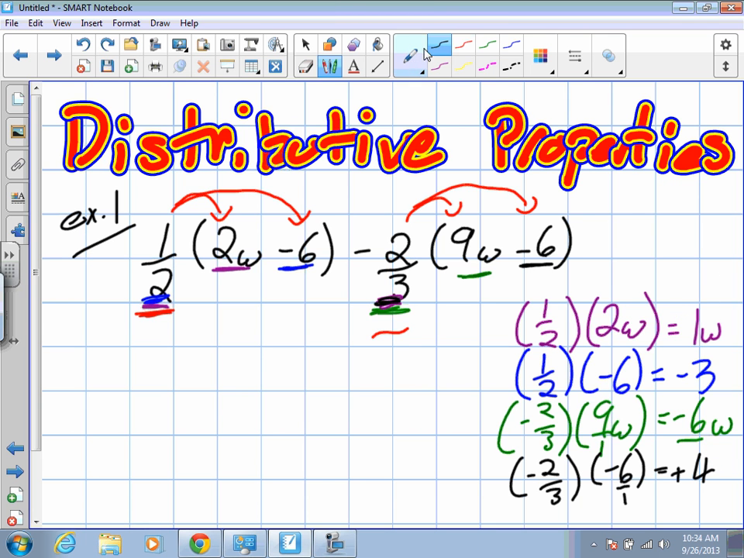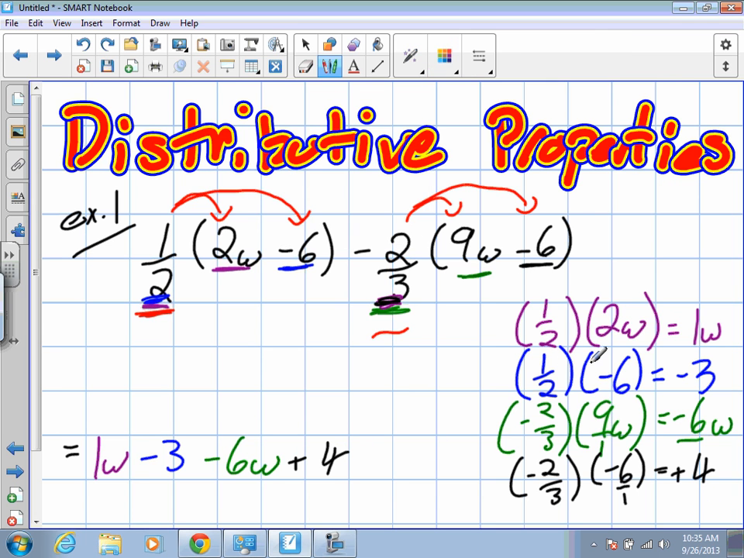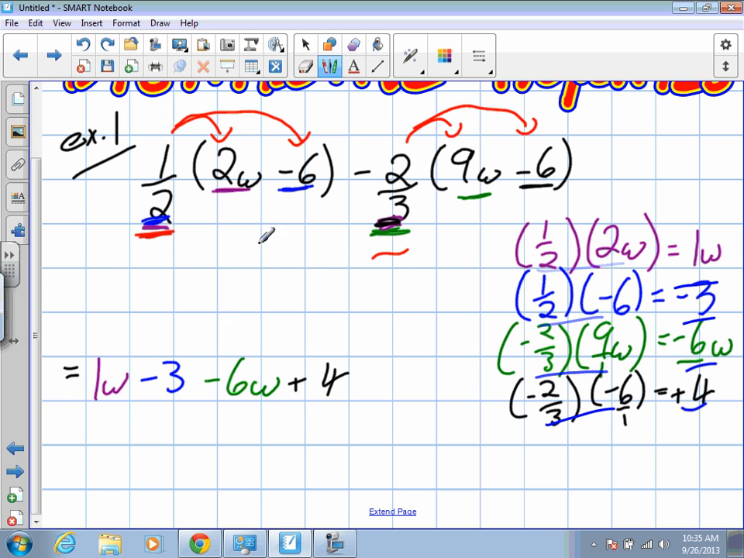So this was the order. This was the first set, second number, third number, fourth number. So I'm going to write the expression down in this exact same order. The purple value will be first, +1w. The blue value will be second, -3. The green value will be third, -6w. And the black value will be fourth, +4. So maybe this will be a little easier for you guys to organize. We combined our terms on the outside, and then we wrote them down in order of how we got our answers. From where we are now, though, I do have some like terms.